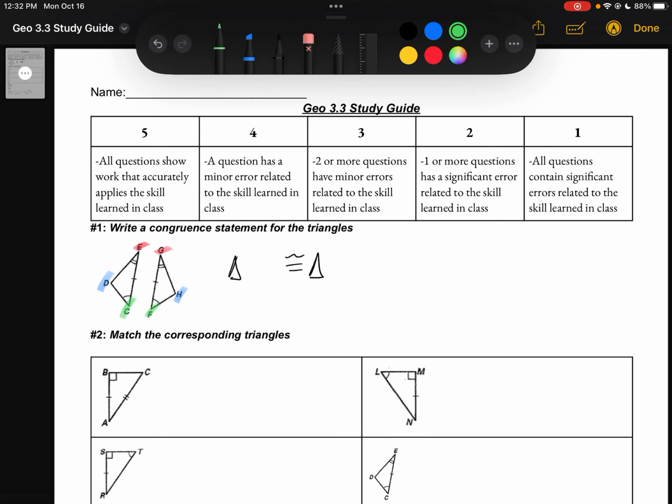setting up our template here, we can start with C and F, they both match. Then we can go to D and H. We can finally finish with E and G. So again, big idea here is we want to make sure that everything is lined up. We're matching those colors and the correct term is written in the correct order.